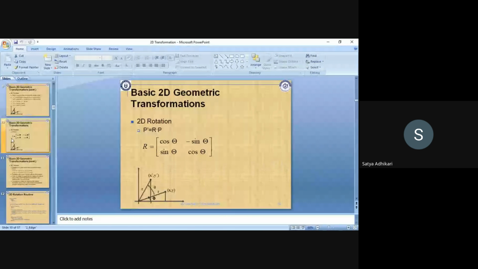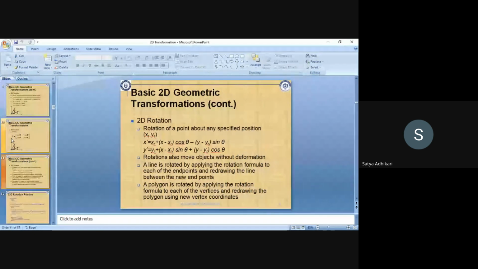Initially, it was an addition. You remember that p dash is equal to p plus t in translation, but here p dash is equal to R into p. Two matrices should be multiplied here. So we have discussed that this is the rotation matrix and this is the rotation formula.